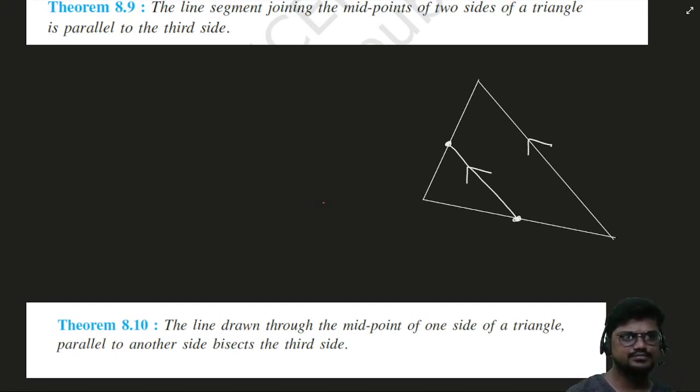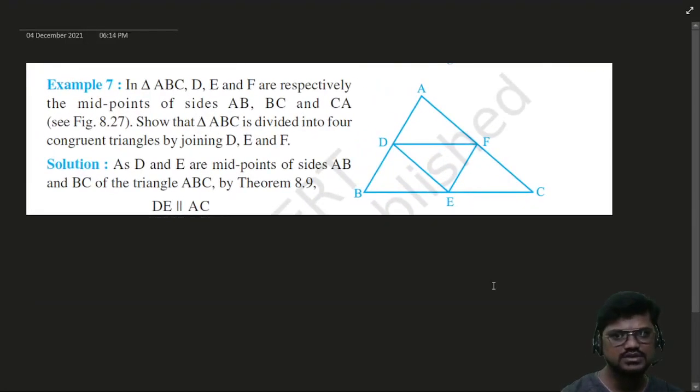Okay. And sir, in our textbook, two examples are there. Can you solve that? Can you explain it? Which two examples? What is the page number? Example 7 and 8. Okay, example 7 and 8. You want to understand that? I have doubt in both of them. Acha, you have doubt in both of them. Fine. Okay.